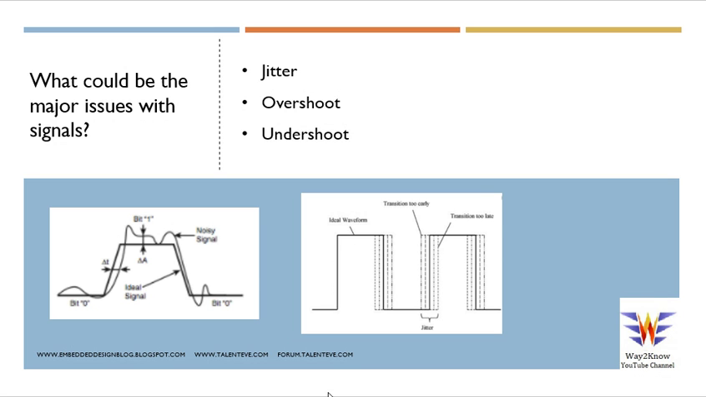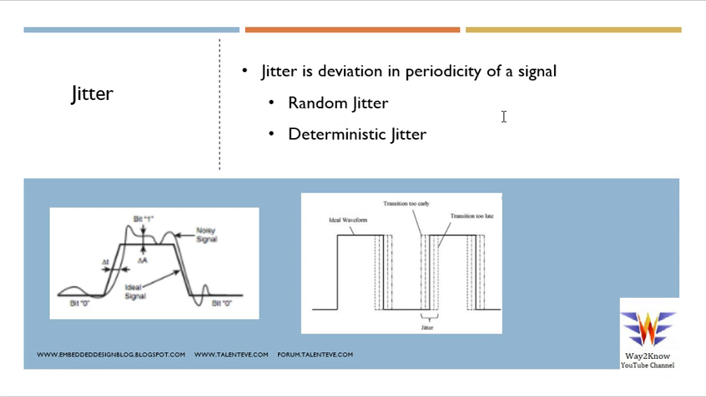So the first thing, let us see what are all the major issues which could lead to signal integrity. So we are going to talk about three important issues here. One is called jitter, one is called overshoot, and the other one is called the undershoot. So we will talk about what is jitter, what is overshoot, and what is undershoot. So jitter is nothing but basically a deviation from a signal with respect to its periodicity.